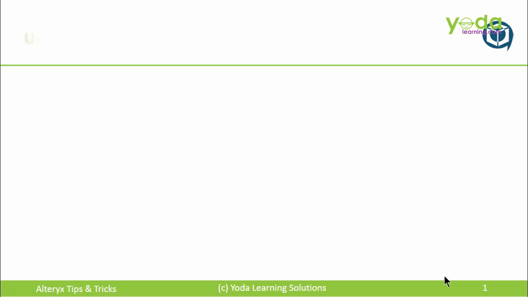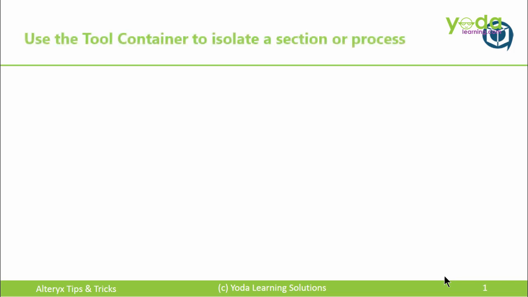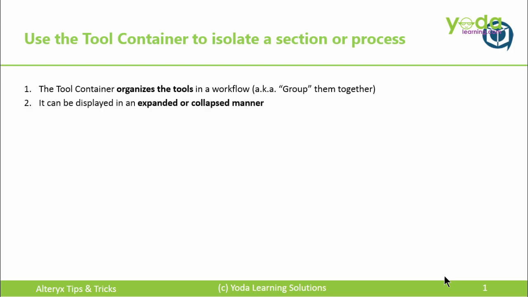Hello, everybody. In this video, we will learn about how to use the tool container to isolate a section or a process. By definition, it helps users organize the tools in a workflow. You can see this as grouping of various elements in the canvas. You can expand or collapse it. And more importantly, it can be disabled to prevent the tools inside from running. Let me show you an example.